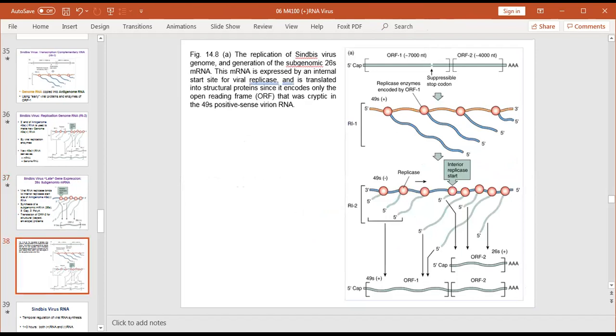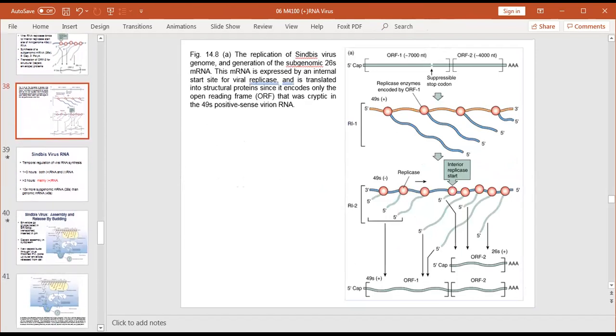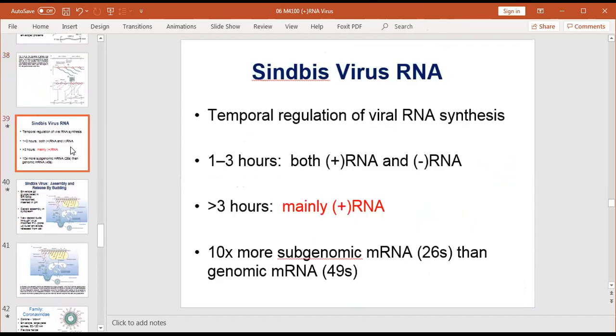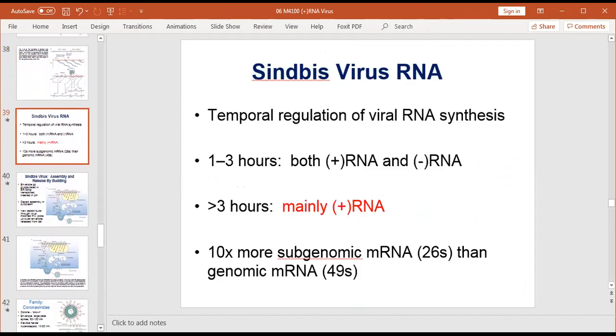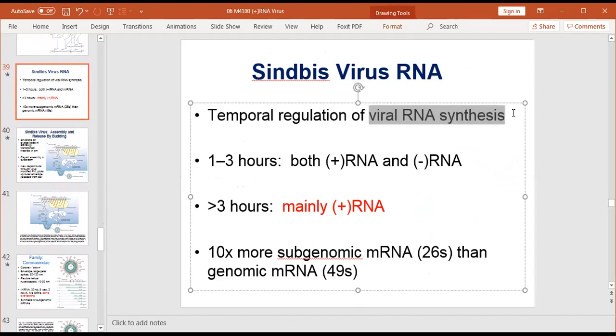tail. Slide number 38 is just a depiction of what we just discussed. Slide number 39, Sindbis virus RNA. There is a temporal regulation of viral RNA synthesis.